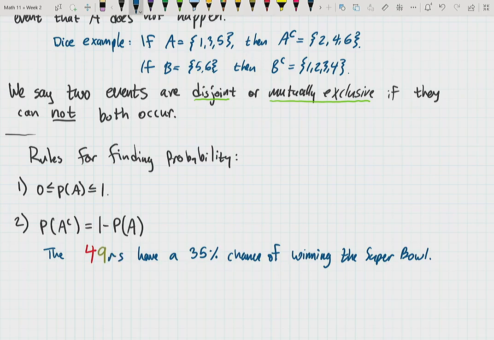Okay, so the 49ers have a 35% chance. What is the probability of the event that they do not win the Super Bowl? Is 65.